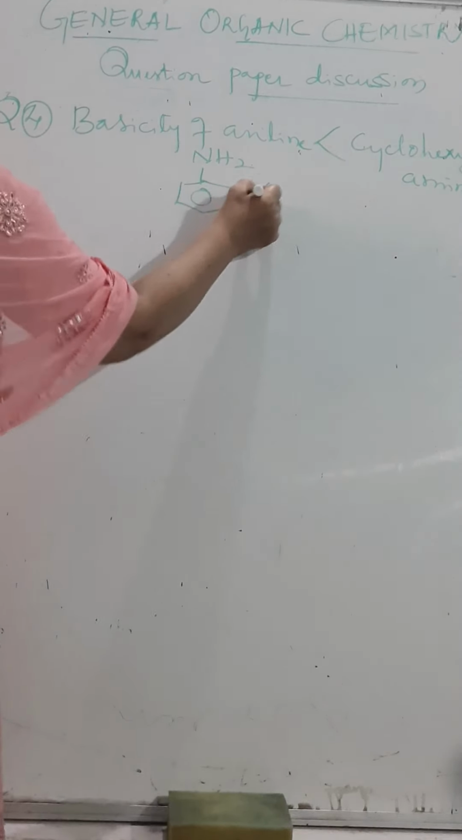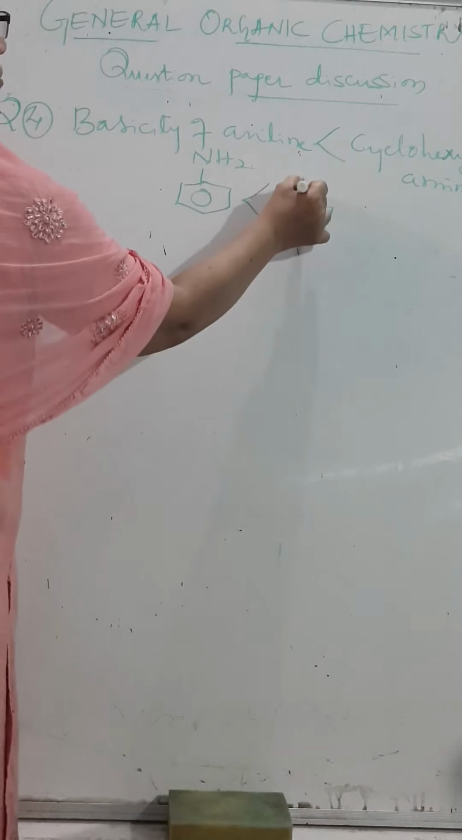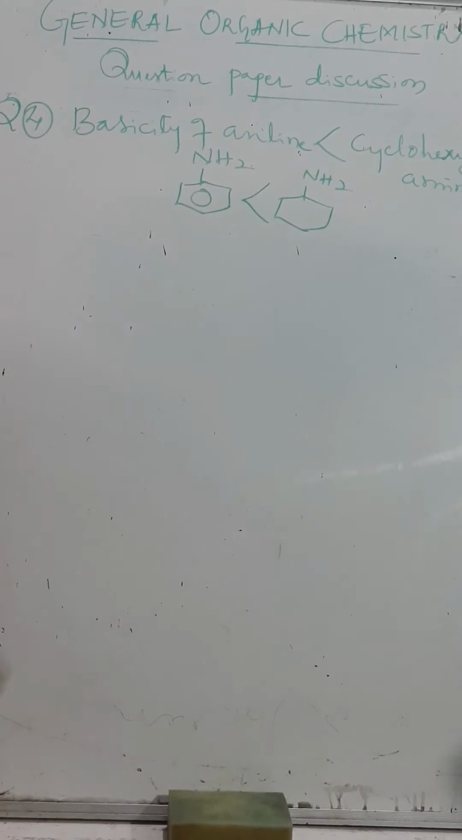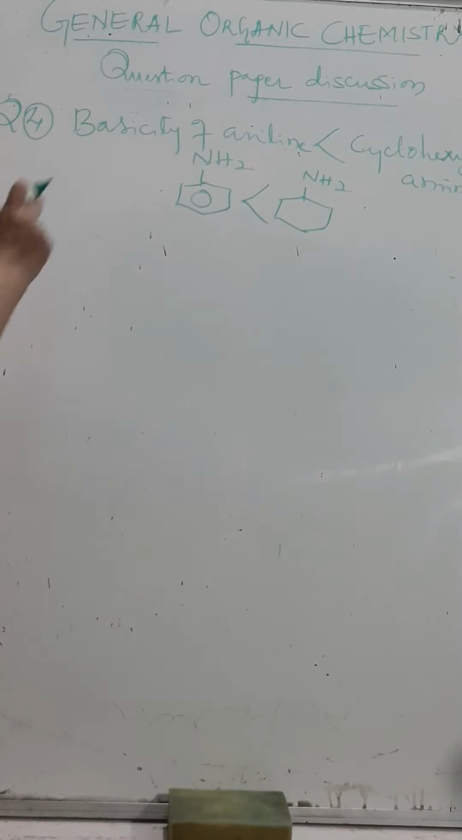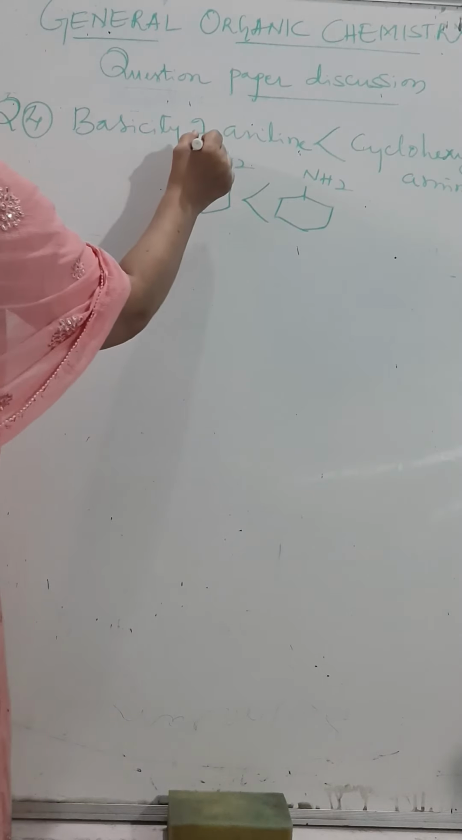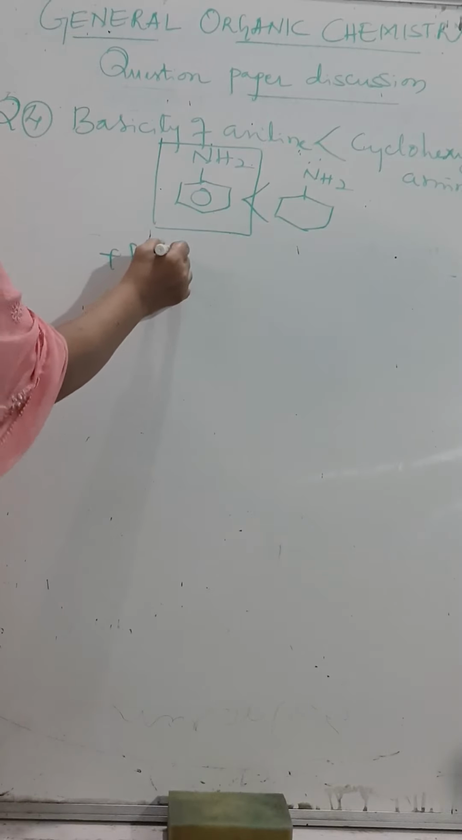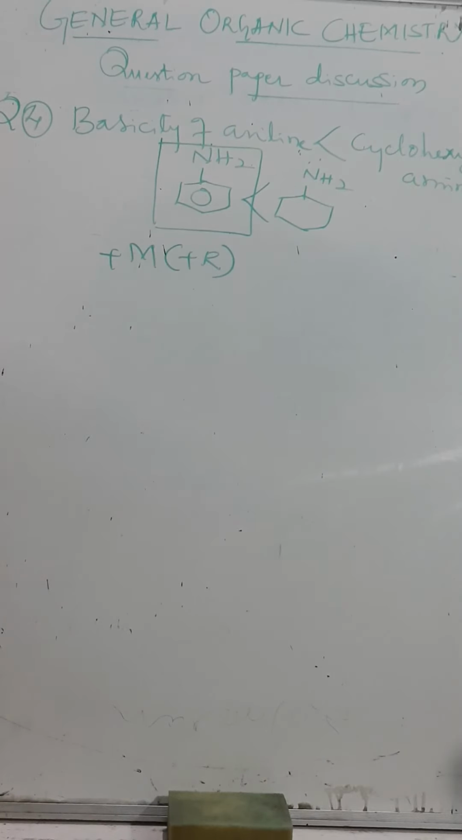Aniline is C6H5NH2. Cyclohexylamine has no double bond at all; it is cyclohexane containing NH2. If you compare both, what difference are we going to observe? The functional group is the same. Both contain a lone pair of electrons. Both are Lewis bases, but aniline will show positive resonance effect, and that effect is not possible in cyclohexylamine.